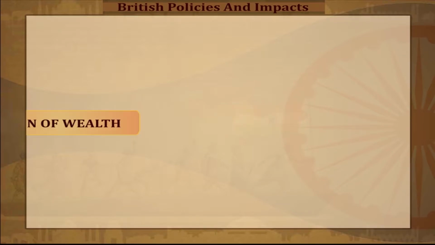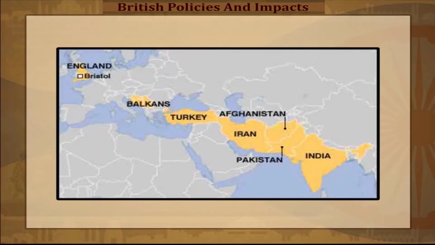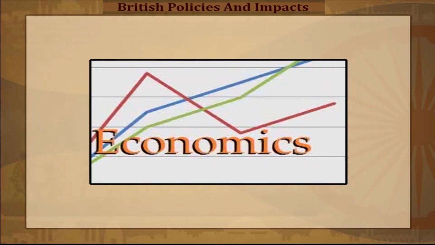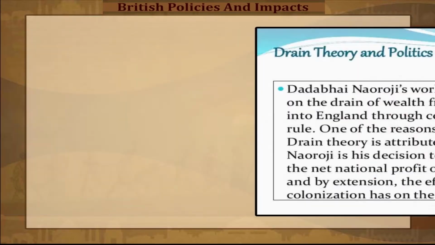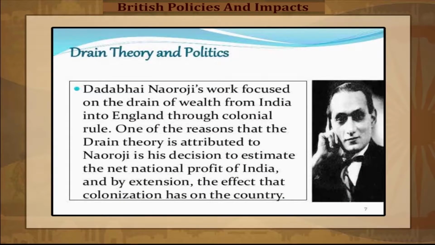Drain of wealth. The constant flow of wealth from India to England, for which India did not get an adequate economic, commercial or material return, has been described by Indian national leaders and economists as drain of wealth from India.